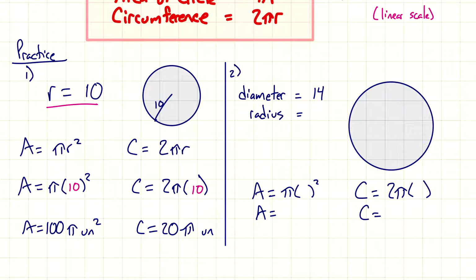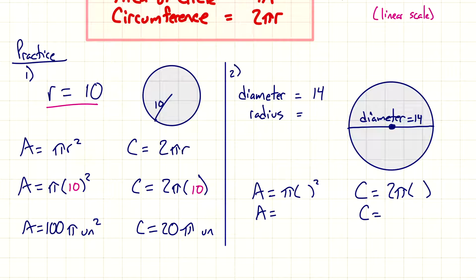If you're not sure what the diameter is, let me remind you. Another name for diameter is a chord that goes through the center. So in this case, this is our diameter, and that equals 14. So the diameter has a length of 14.